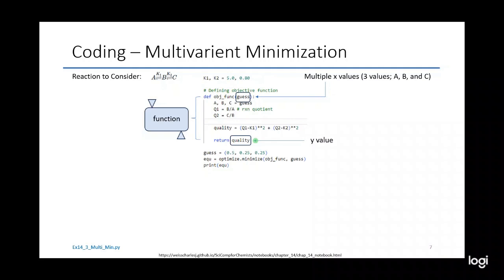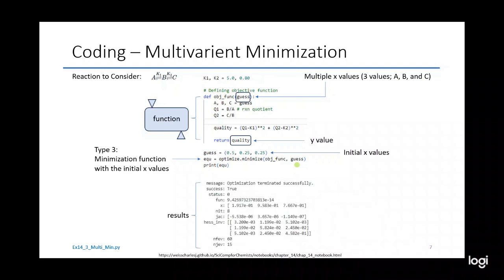To do so, we first need to assign three values to the guess variable. Then we optimize the function by applying the minimize function. As we discussed in the previous slide, this function takes the objective function obj_func and the initial values as inputs. After executing the code, we obtain the result shown below.